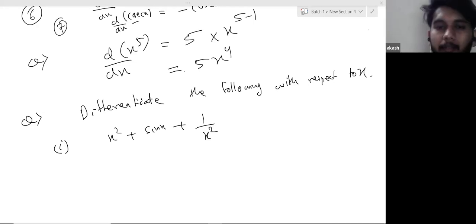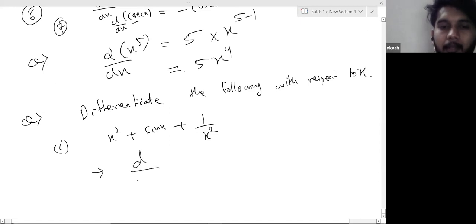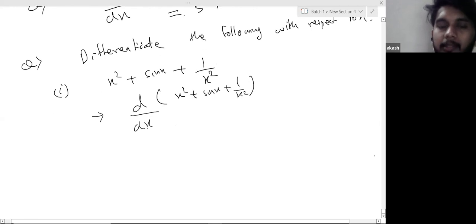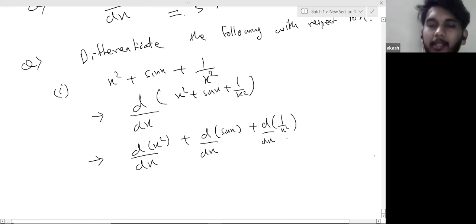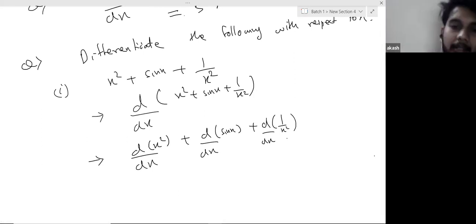Right, how can we solve this? If we have to differentiate this with respect to x, x square plus sine x plus 1 upon x square, we can distribute this differentiation, or break it into 3 parts. So this will be differentiation of x square plus differentiation of sine x plus differentiation of 1 upon x square. If there are many functions added or subtracted together, you can break them into different parts.